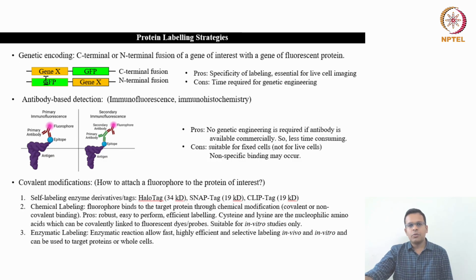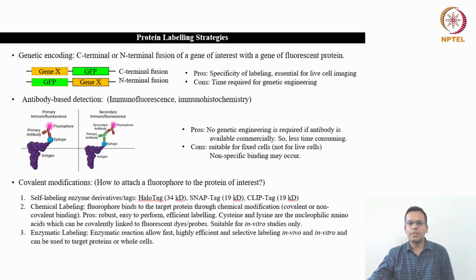By now we have discussed only the first type of protein labeling strategy, which is known as genetic encoding, because for all these fluorescent proteins you have to genetically fuse them to the C terminus or the N terminus of your gene of interest, whether it is a photoactivatable, photoconvertible or photoswitchable fluorescent protein, or a regular fluorescent protein. You have to do the C or N terminal fusion with your gene of interest.